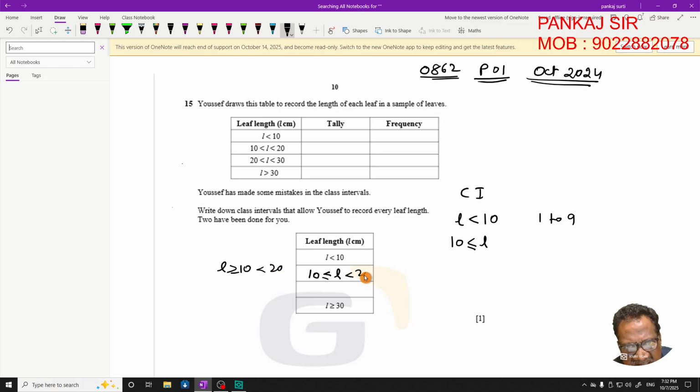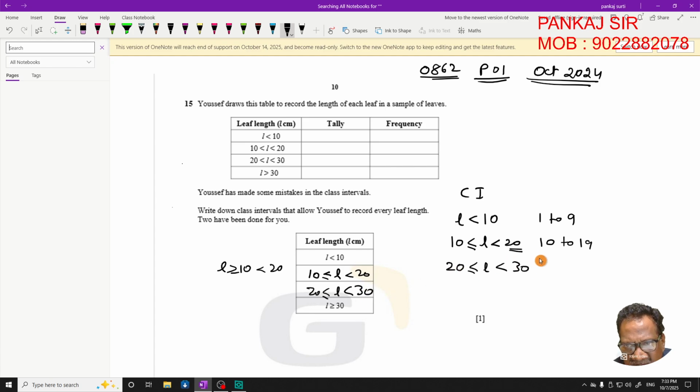Now what is the meaning of this second class interval that we have corrected? All the observations from 10 to 19 will fall in this class interval. But if the observation is 20, that will not fall in this class interval. So where should it go? It should go in the next class interval. So obviously in the next class interval you should write 20 less than or equal to L less than 30, isn't it? Let me write that: 20 less than or equal to L less than 30.